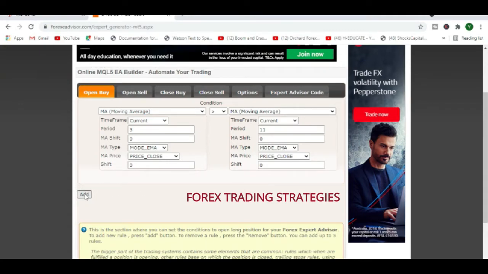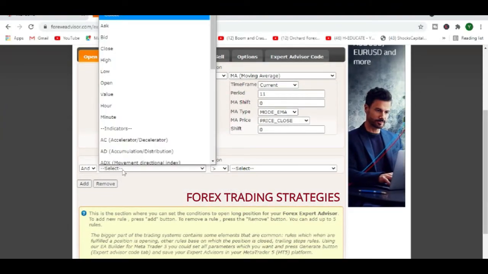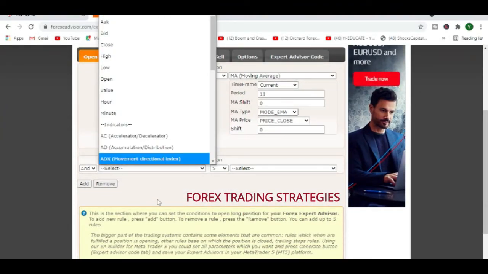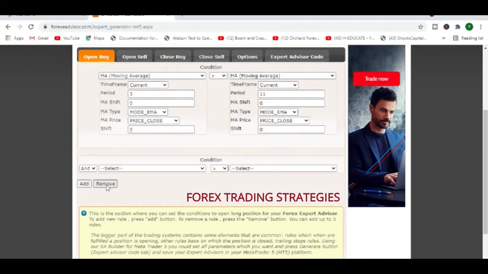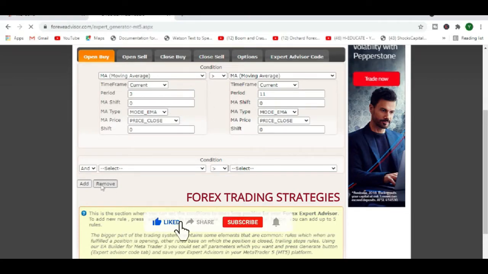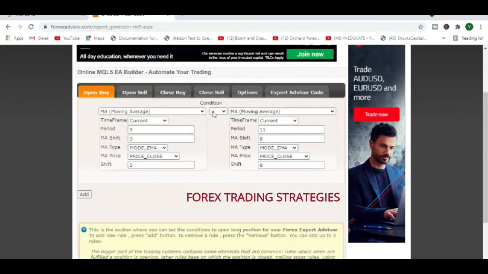Here you can actually add more conditions if you want another set of conditions for the robot to consider before it actually opens a buy. But we are not going to go into that because this is a simple moving average cross strategy. So we remove that.